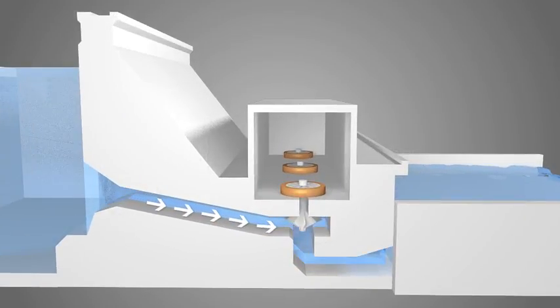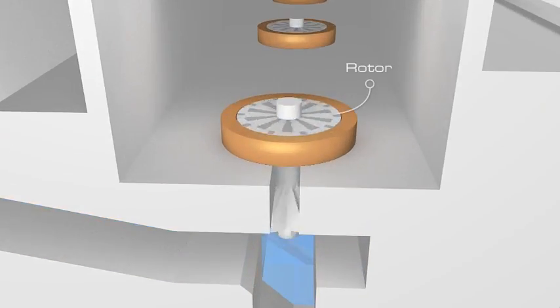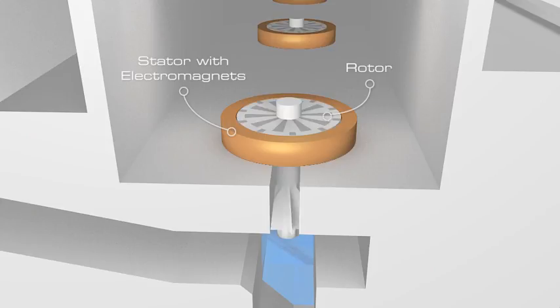The water pressure increases as it flows down the penstock. It is this pressure and flow that drives the turbine that is connected to a generator. Inside the generator is the rotor that is spun by the turbine. Large electromagnets are attached to the rotor, located within copper wires called the stator. As the generator rotor spins the magnets, a flow of electrons is created in the coils of the stator.